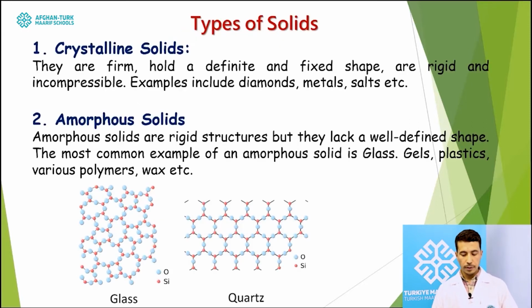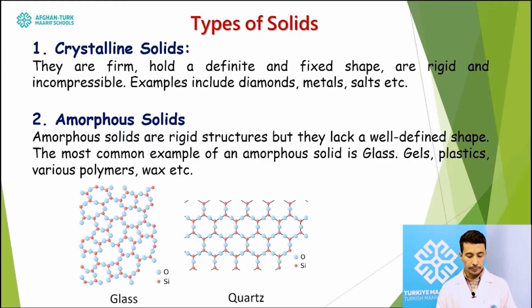There are two types of solids. The first one is crystalline solid. The second one is amorphous solid. We will study the types of crystalline solids, but we will not study much about amorphous solids. We will just introduce amorphous solids for you. Crystalline solids are the crystals. They are firm and they have a definite geometrical shape. For example, diamonds, metals, salts, and quartz are examples of crystalline solids.